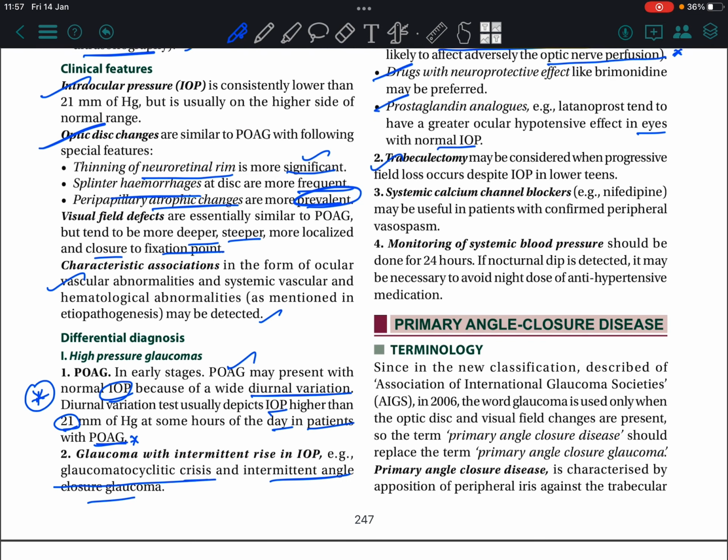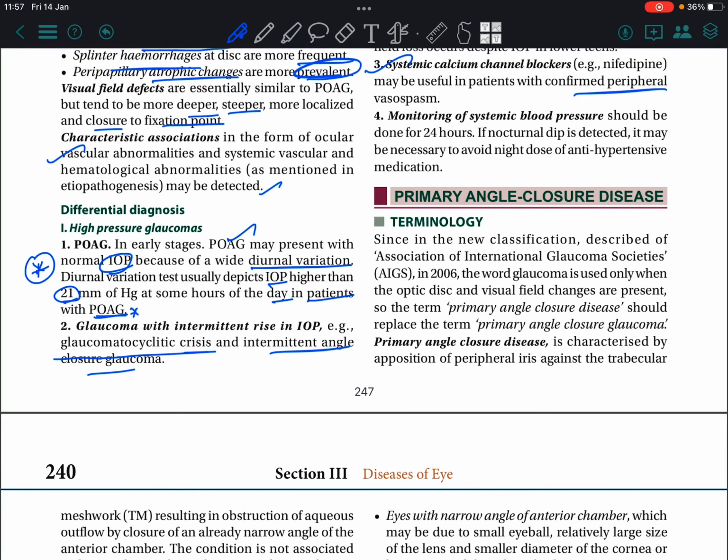Trabeculectomy may be considered. Systemic calcium channel blockers may be used in patients with confirmed peripheral vasospasm. Monitoring of systemic blood pressure should be done for 24 hours. If nocturnal dip is detected, it may be necessary to avoid the night dose of antihypertensive medication.